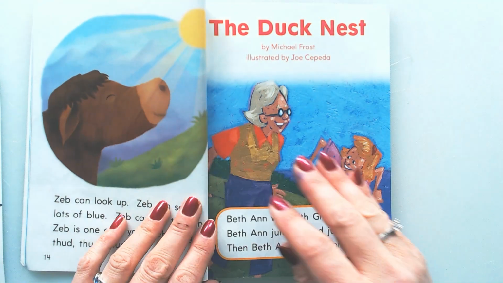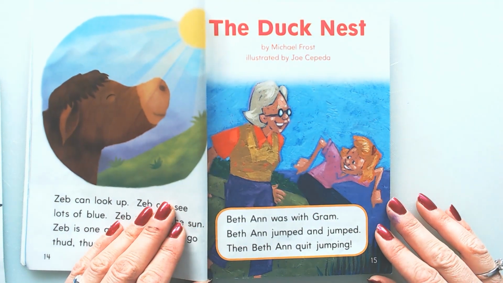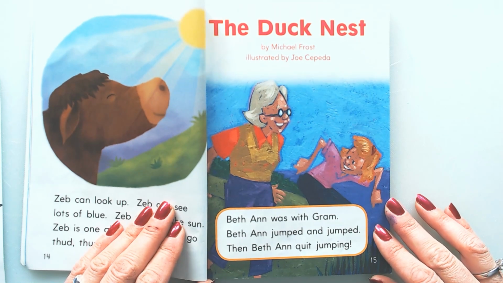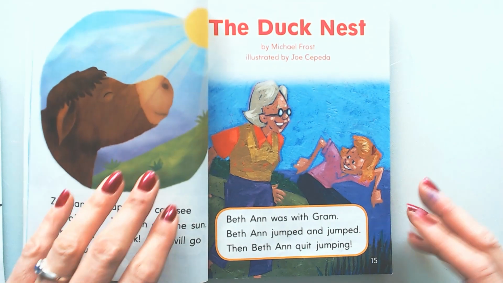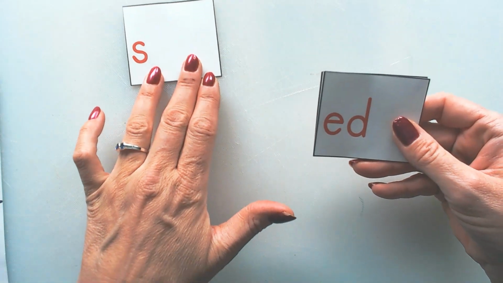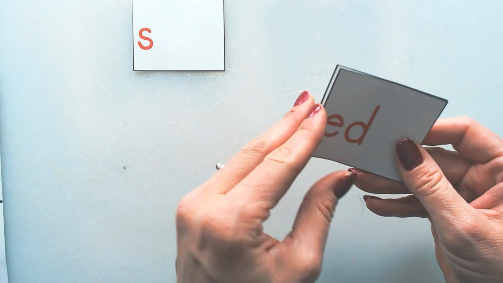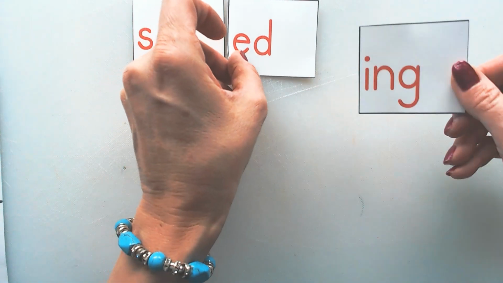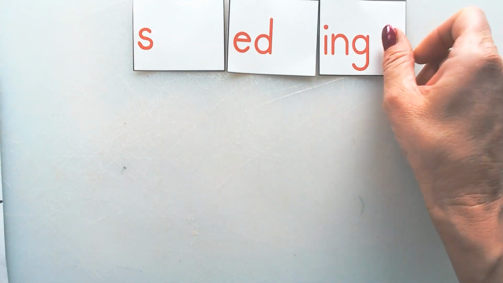Before we do that, we're going to have a little lesson to see if you can read some words with inflectional endings. So let's put this down and look at some inflectional endings. Inflectional endings are word parts that you put at the end of a word to change its meaning somehow. Makes the word a little bit different.